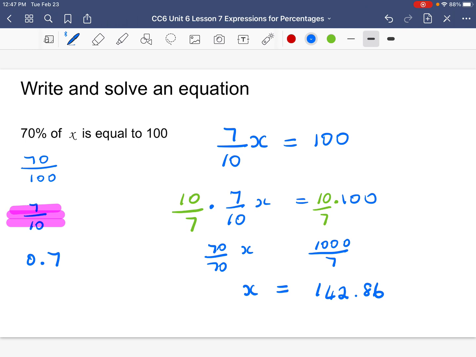I want to check this. 70% of x is equal to 100. So I can say, is 70% of 142.86 equal to 100? And I can use my calculator, or I can get 0.7 of 142.86, and I can see that yes, it is equal to 100. So this is the correct answer.